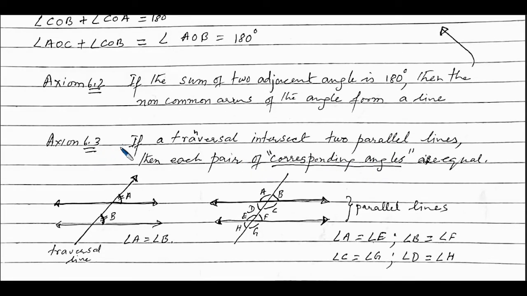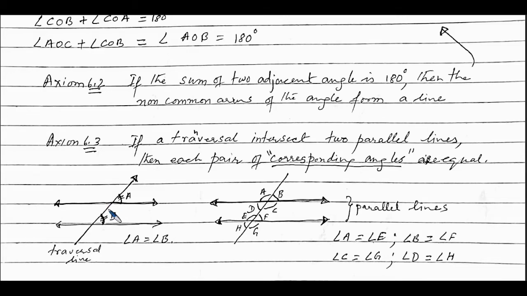Axiom 6.3: if a transversal intersects two parallel lines, this is called the transversal line, it crosses the parallel lines, then each pair of corresponding angles is equal. So as I showed earlier, this angle and this angle will be the same. This angle and this angle will be the same. This angle will be the same as this because opposite angles. This angle will be the same as A. This is angle A also. This is also the same angle.